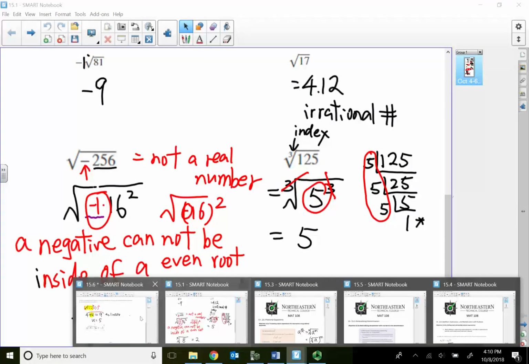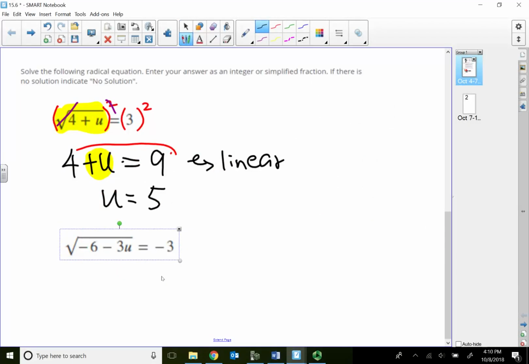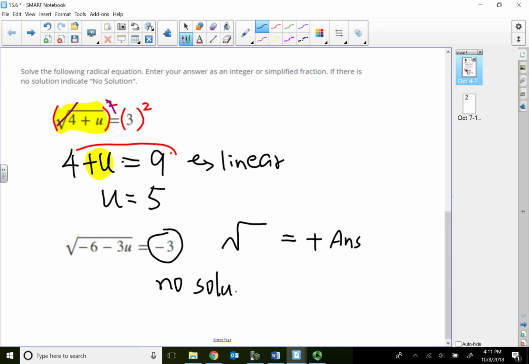So what I mean for this second problem is my square root can never equal a negative answer. When I take the square root of anything, my answer should always be positive, because a negative can never be inside of an even root. So it has got to be a positive answer. Having an answer equal to negative here does not make any sense. So this example will be no solution.